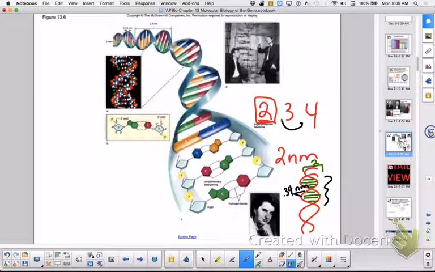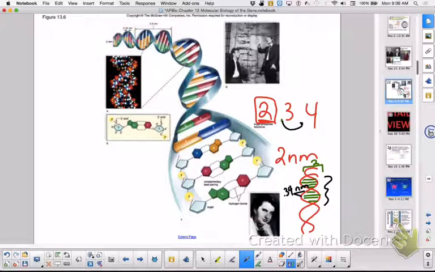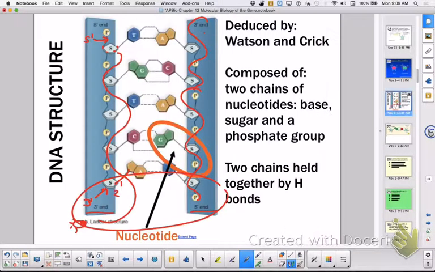Then Watson and Crick, 1953, worked out the structure of DNA using Chargaff and Franklin's data. They received the Nobel Prize. The structure is a double helix with a sugar phosphate backbone, right? Alternating sugars and phosphates, which we can see right here. Sugar, phosphate, sugar, phosphate, sugar, phosphate backbone. And paired bases, a purine with a pyrimidine.